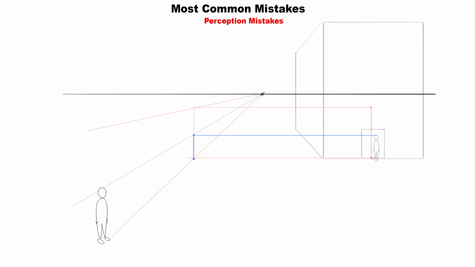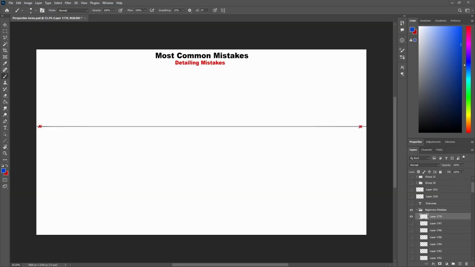Sometimes you might do the correct guides, but if you don't know how things actually should look like in reality, these mistakes might happen even when you are careful. So observing the real world is the key in knowing how things should look like in perspective. Alright, and that is all for the perception mistakes.